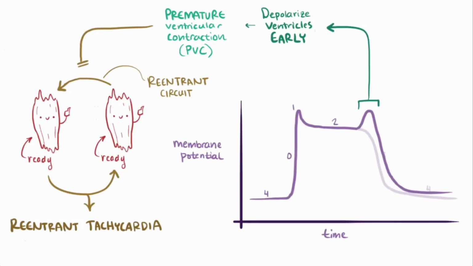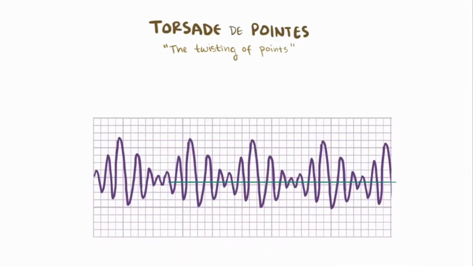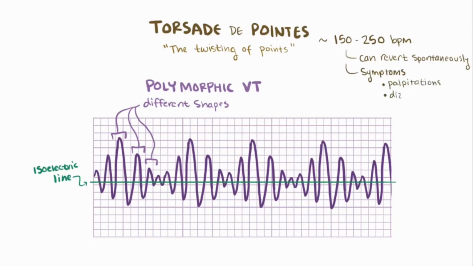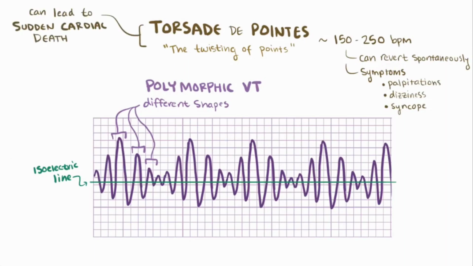This becomes a special type of ventricular tachycardia, or VT, which is associated with long QT syndrome, called torsades de pointes, which means the twisting of points, because the QRS complexes seem to twist around the isoelectric line. And since the QRSs are different in shape, this is more specifically a type of polymorphic VT. Rates for torsades range between 150 and 250 beats per minute, the upper end of which is really fast, right? So although these episodes can revert to a normal rhythm spontaneously, they can also be really serious, and people with torsades can feel palpitations, dizziness, and syncope, or fainting. And it can even potentially lead to sudden cardiac death.